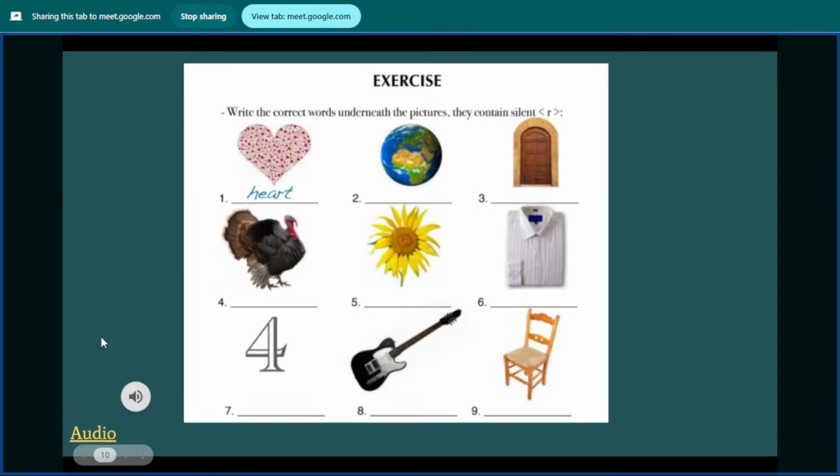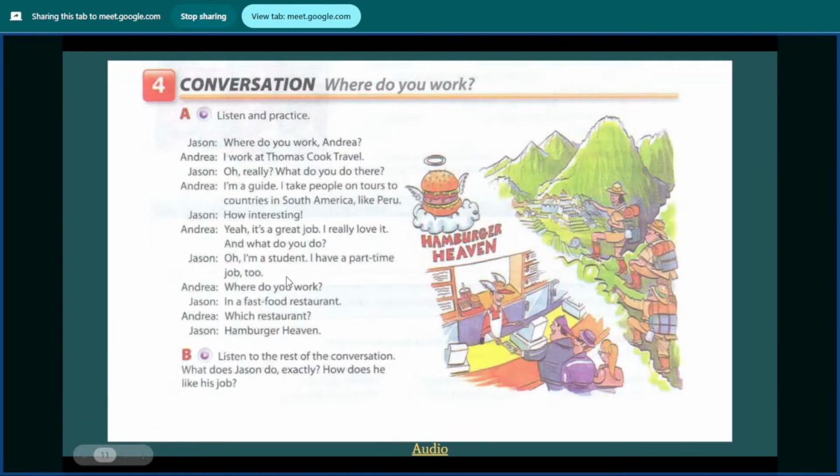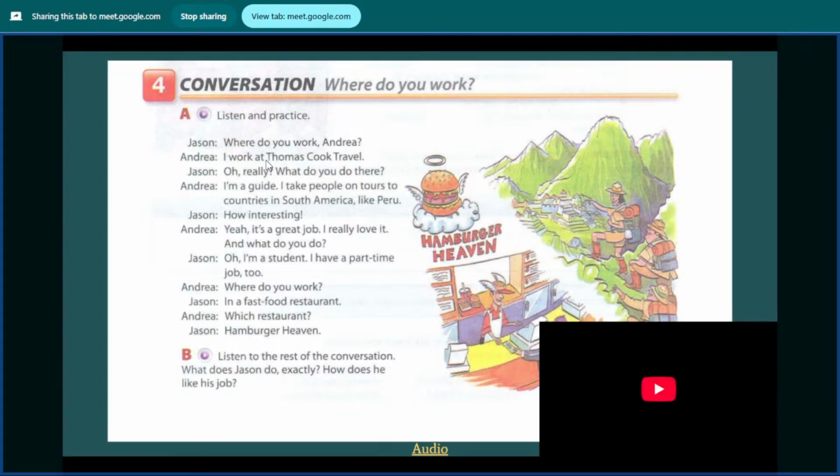Now, the exercise we will not do right now. Let us listen to the same conversation first and focus on the intonations. Along with the intonations, focus on the letter R also.